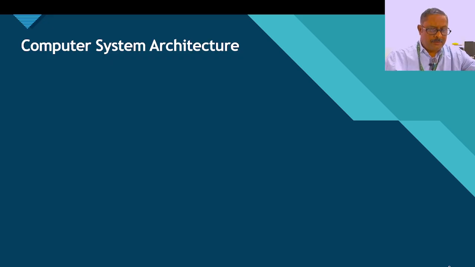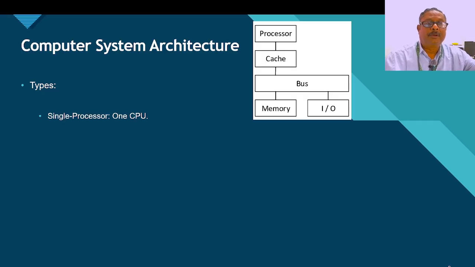The computer architecture is the blueprint for how a computer is designed and built. It defines the structure and behavior of a computer system. It encompasses the hardware, software components, and communication between them. So we have different types of architectures possible.